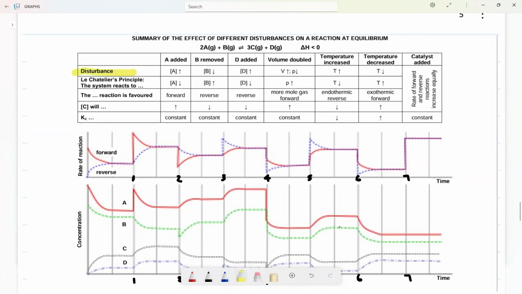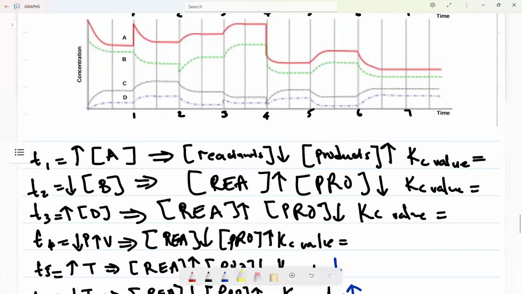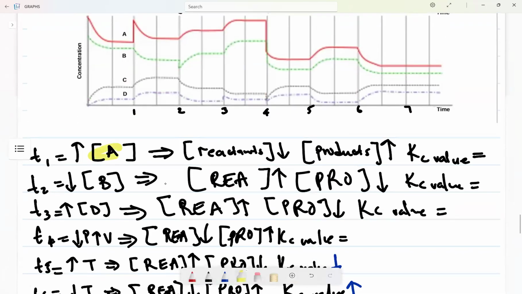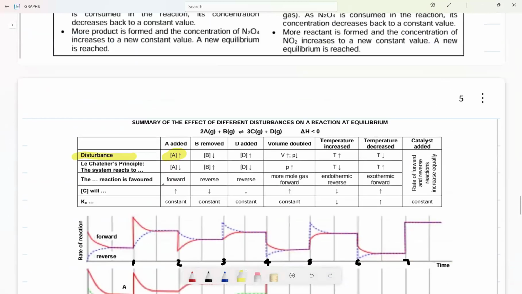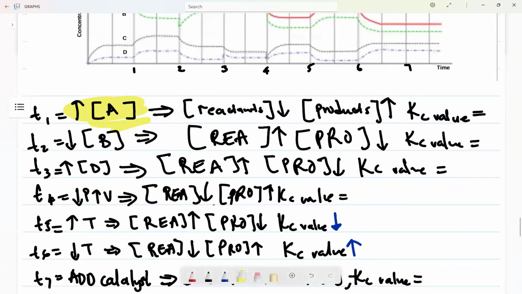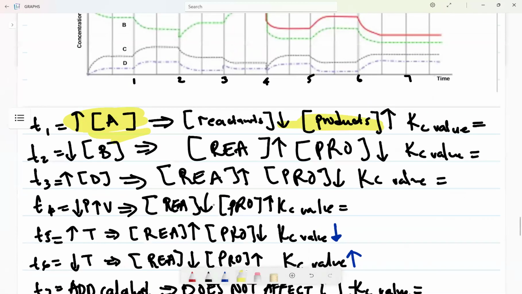Disturbance here, time T1, concentration of A was added. All right? Good. What happened to the product? Okay, they did not show you the disturbance, but now can you see C is a product. C is a product, it increased. And we said the product will do what? Will increase. Can you see that? Indeed.